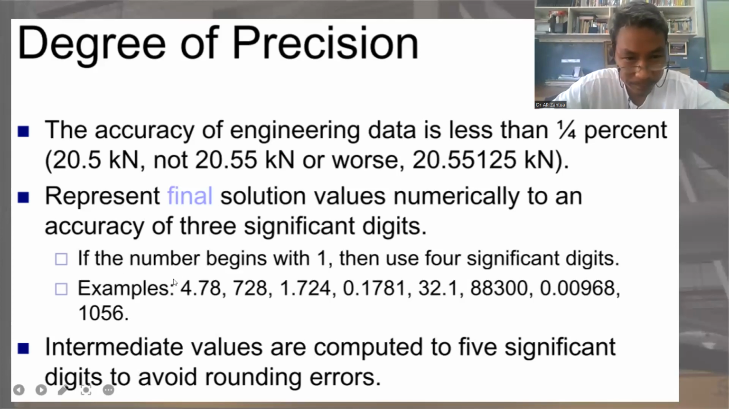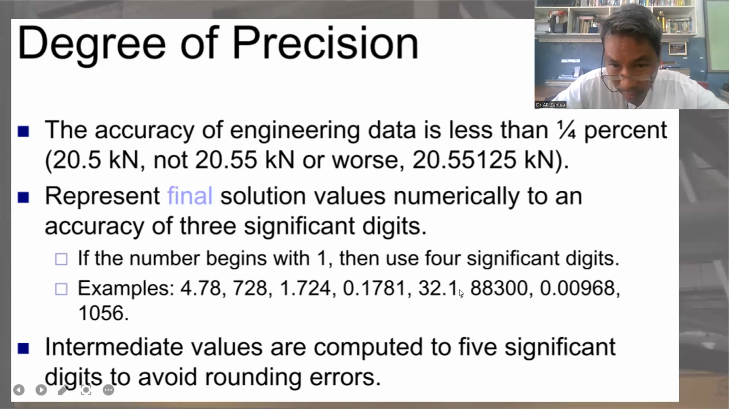So, for example, this is 3 significant digits. This is 3 significant digits. This is 4 significant digits, because the number starts with 1. Because the number starts with 1, that's why we use 4 significant digits. Again, this is 4 significant digits, because it starts with 1.